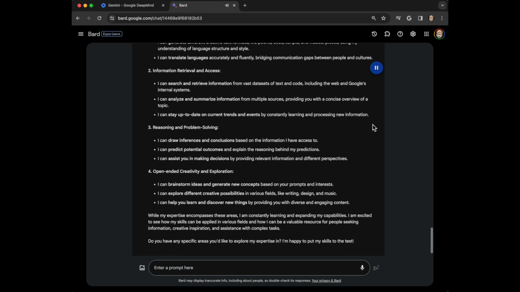4. Open-ended creativity and exploration. I can brainstorm ideas and generate new concepts based on your prompts and interests. I can explore different creative possibilities in various fields, like writing, design, and music. I can help you learn and discover new things by providing you with diverse and engaging content.